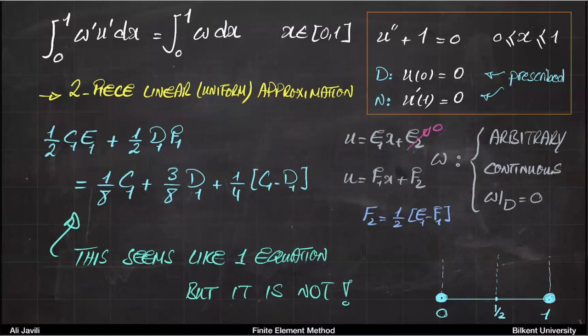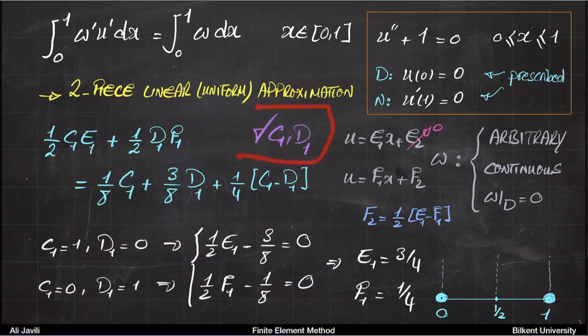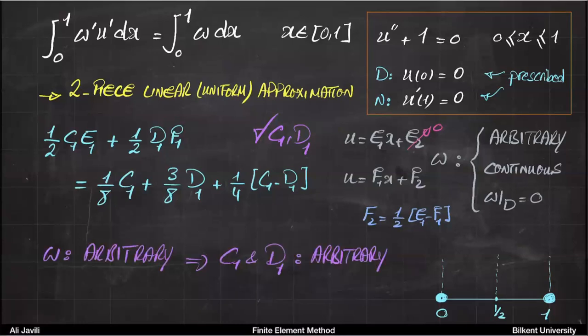And this equation looks like one equation, two unknowns, but it is actually not, because you know that it should hold for any C1 and D1. So basically you can think of it like this: you just take two specific pairs, and for that you get two equations. Then it becomes two equations, two unknowns, and you can solve that system. So this is, I think, the only trick that you need.